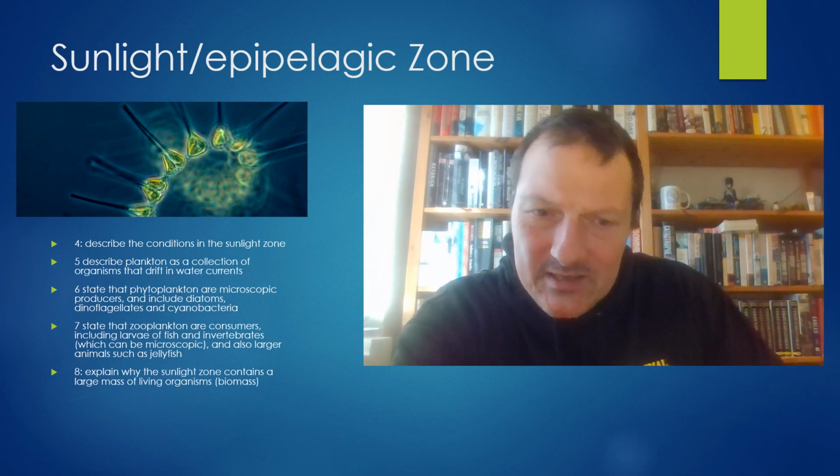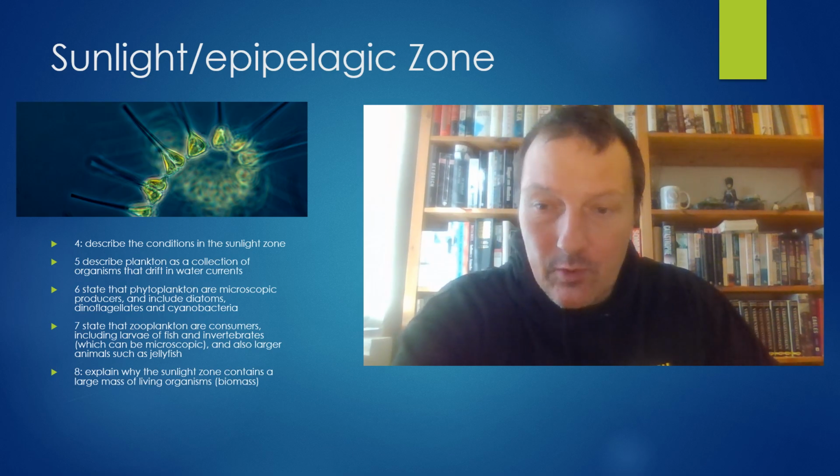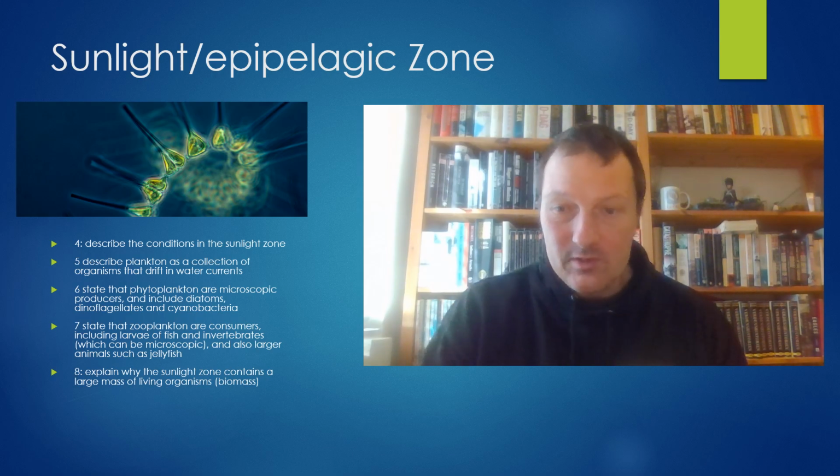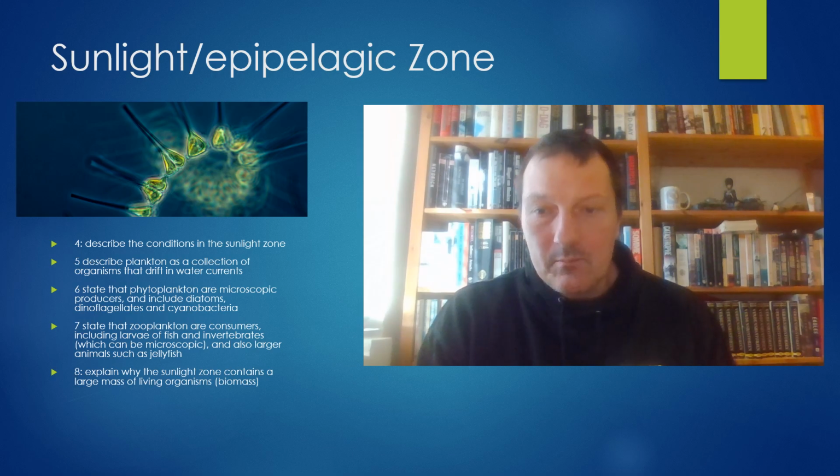So we're going to have a look at the sunlight or the epipelagic zone, and it goes from 0 to about 200 meters, again depending on how clear the water is. If the water is very turbulent or there's a lot of sediment in it, it has only about 50 meters, maybe even less. So this is the sunlight zone.